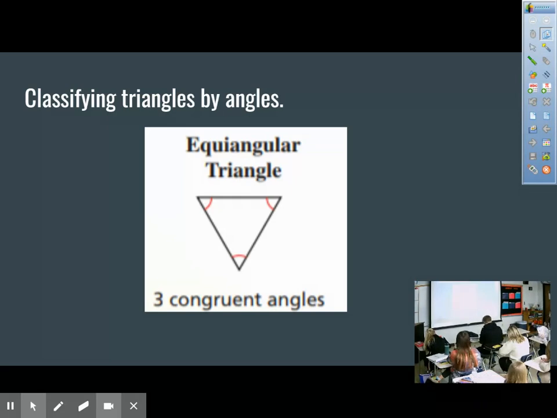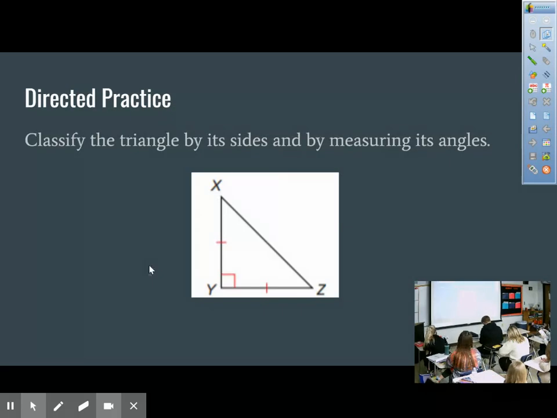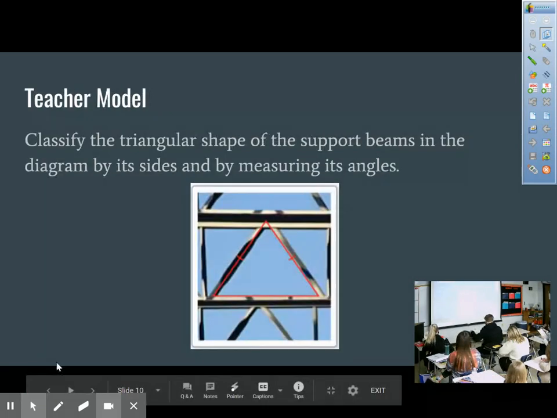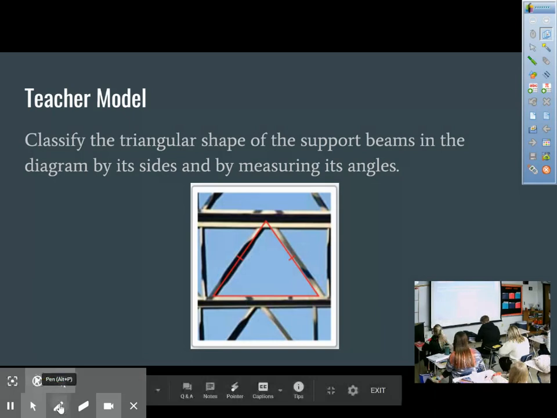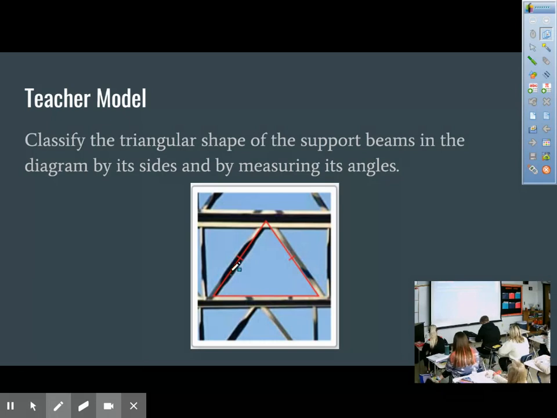Now let's do an example. It says classify the triangular shape of the support beams in the diagram by its sides and by measuring its angle. Alright, so on your paper it might be kind of hard to see. But if you look at the board, the red triangle is the support beams. And I can see that this side is marked congruent to this side, but this side here is not marked. So only 2 of the sides are marked congruent.